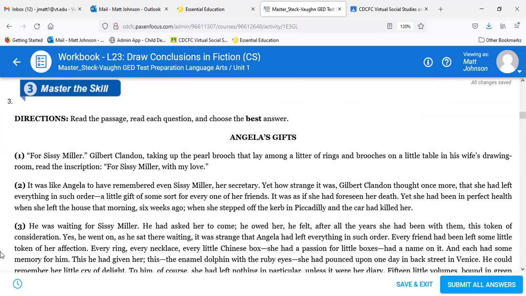Yet how strange it was. Gilbert Clandon thought once more that she had left everything in such order, a little gift of some sort for every one of her friends. It was as if she had foreseen her death. Yet she had been in perfect health when she left the house that morning, 6 weeks ago, when she stepped off the curb in Piccadilly and the car had killed her.